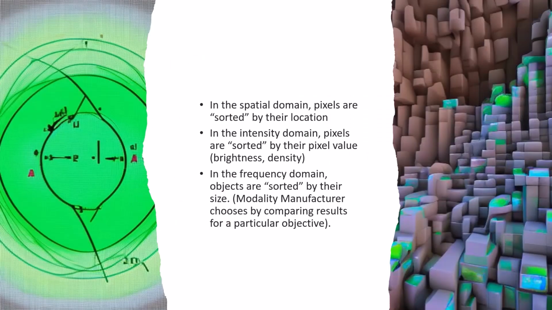The intensity of the radiation that is measured gives us our spatial domain for the pixels, or how we actually map them. They have to correspond to the body that they went through. In the intensity domain, pixels are sorted by their pixel value, which is brightness and density. But in the spatial domain, they are sorted by their location. Finally, in the frequency domain, the objects are sorted by their size. And the size depends on how big the manufacturer's DELs are.